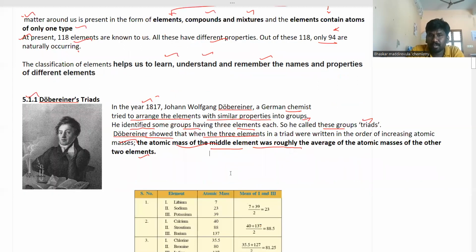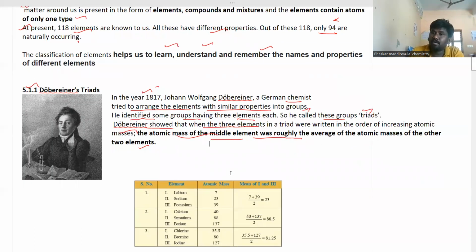Okay. By his classification, he made 3 triads. In triad 1, lithium, sodium, potassium is the triad. So you see the atomic masses. He just arranged the elements in increasing order of atomic mass: 7, 23, 39. These are the atomic masses of lithium, sodium, and potassium. So what he found here was that the atomic mass of the middle element, sodium, is equal to the average of the other 2 elements. See the average of the other 2 elements: 7 plus 39 by 2 equals 23, which equals the atomic mass of the middle element.